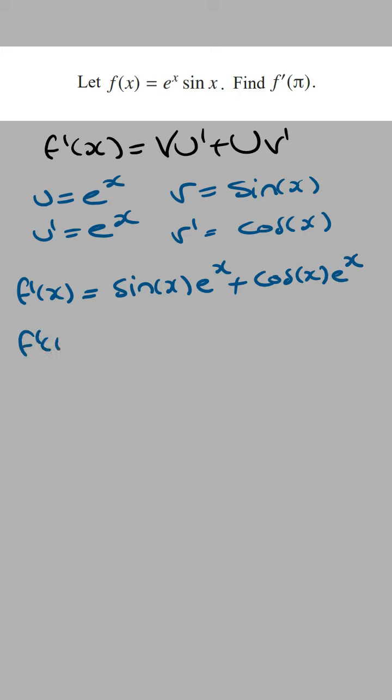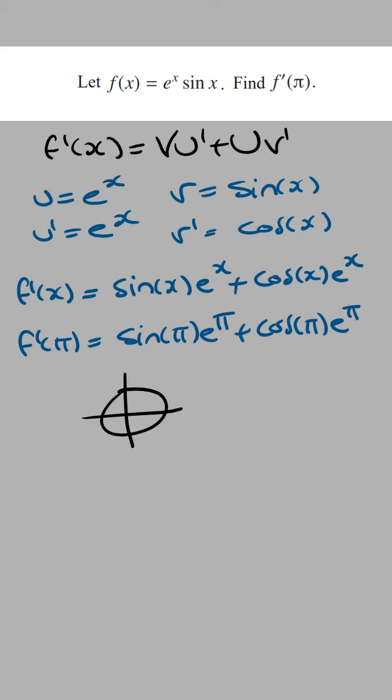And so f dash of pi is going to equal sine of pi times e to the pi plus cos of pi times e to the pi. Drawing the unit circle, pi is going to be in this point. The coordinates of this point are -1, 0. Sine of pi is then going to be the y coordinate of this point, and cos of pi is going to be the x coordinate of this point.